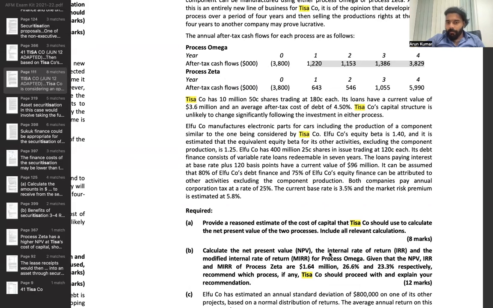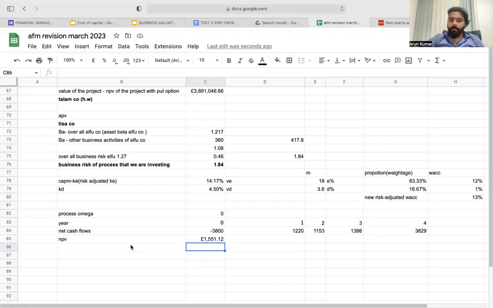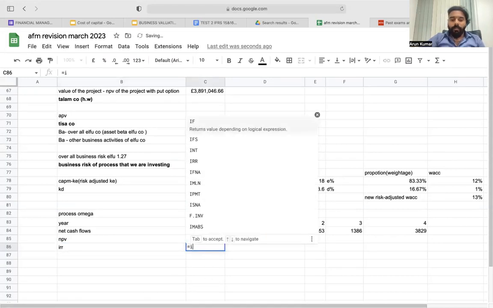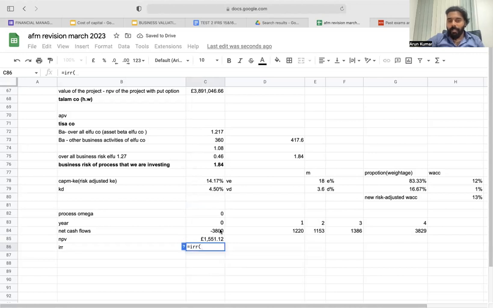Now calculate the other factors. We need IRR and MIRR. So how will you calculate IRR? Since we have Excel, it's easier for now. It will be equal to IRR. Select the cash flows from year 0 to the last year. So how much is it? 27% will be your IRR.